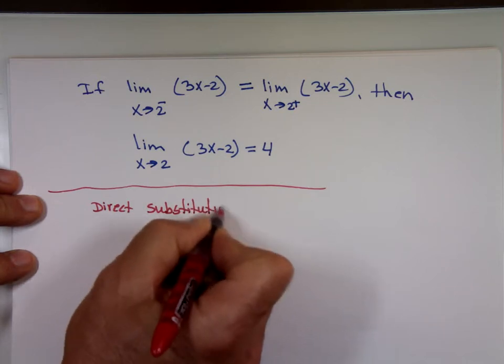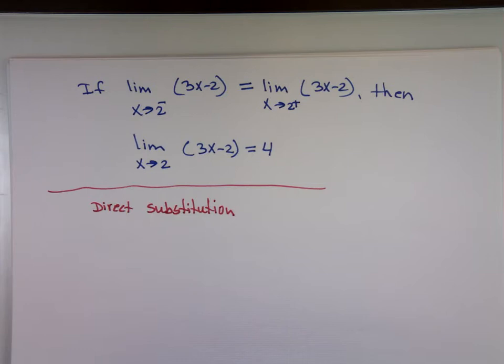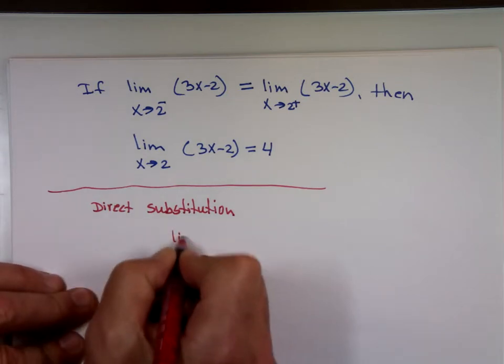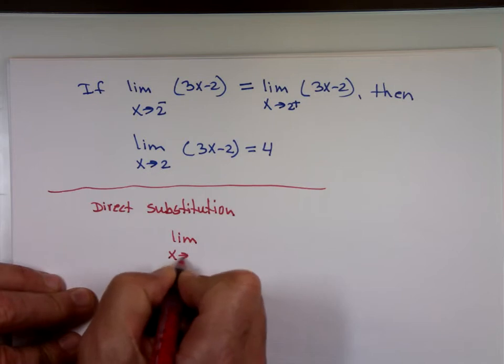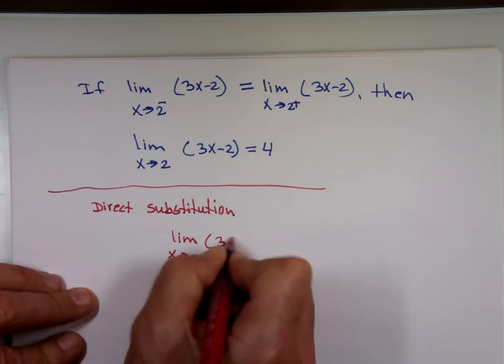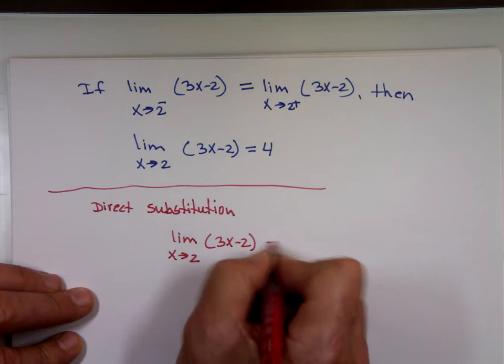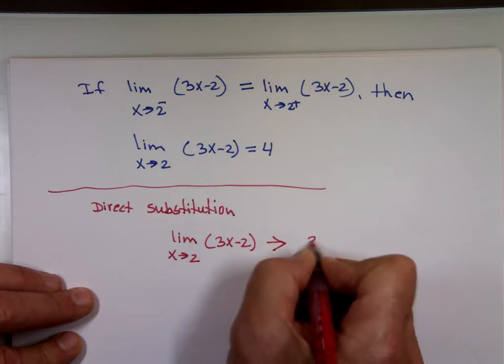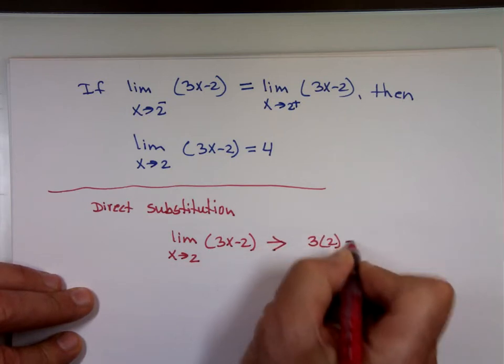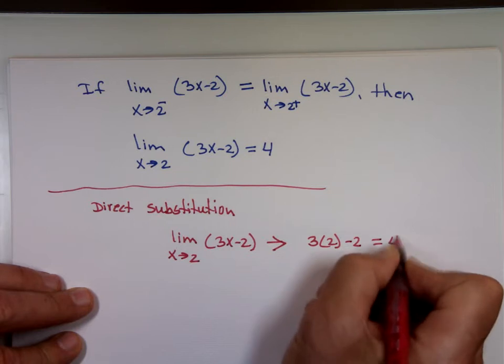Plug in that number. If you end up with an answer, then you have a limit. So direct substitution says, if you want to find the limit as x approaches 2 of 3x minus 2, just replace x with 2. What are you going to have? 3 times 2 minus 2, what do you have? And that's your answer.